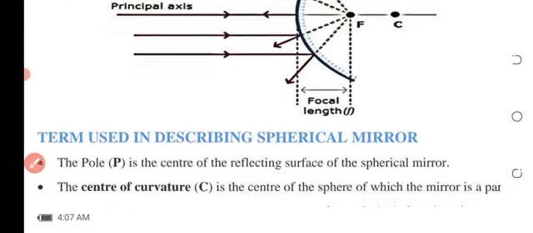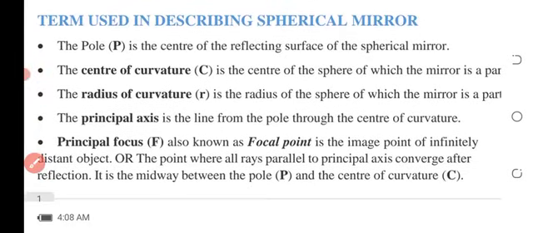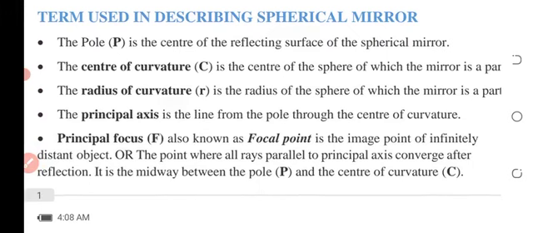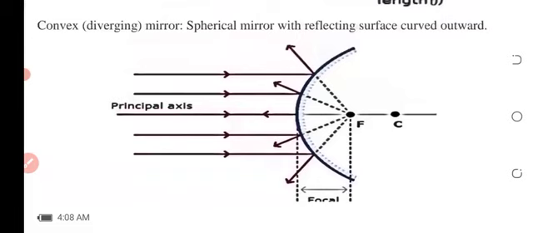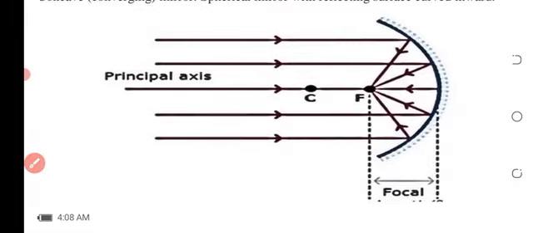Okay, now let's quickly look at terms used in describing spherical mirrors. First one is pole. Pole is the center of the reflecting surface of a spherical mirror. Let's quickly consider this. If you look at this mirror, this part is serving the position of the pole because that's the center of the reflecting surface. And if you look at this one, this place is serving the purpose of the pole because that's the center of the reflecting surface of the mirror.